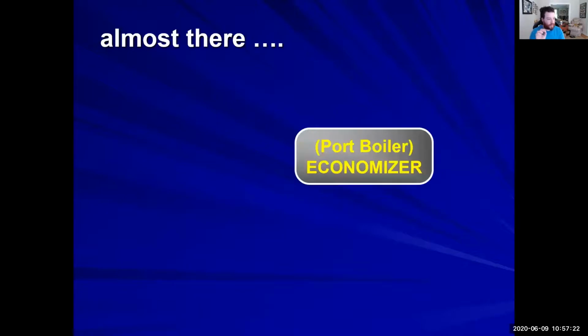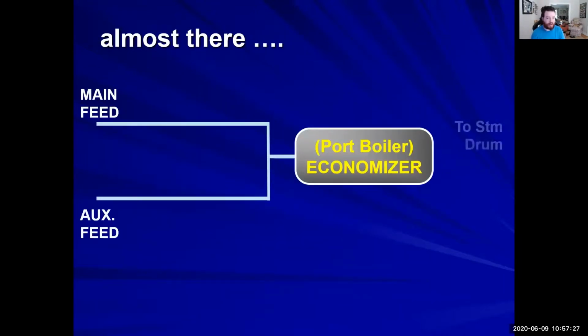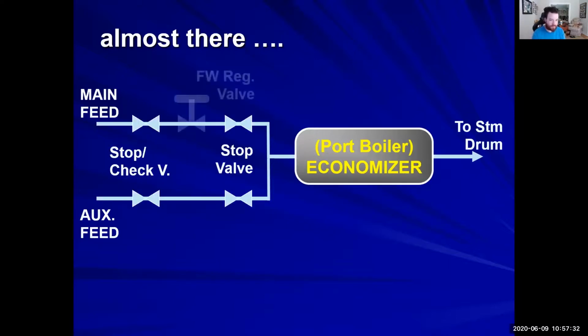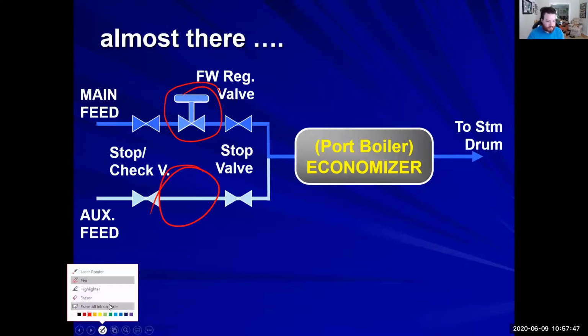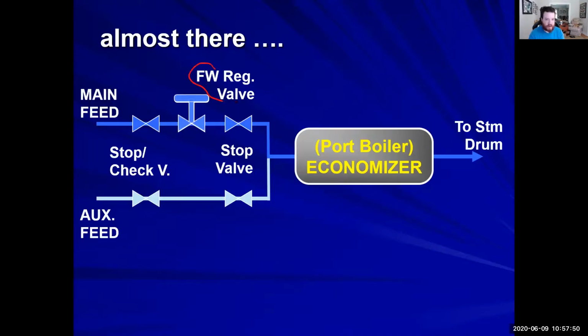All right, let's talk about the port boiler. We're almost there. We're going to go into our economizer. With these main feed and auxiliary feeds, the big difference is right there. We have our fresh water, our feed water regulating valve. All right. I'm not going to click it again and nothing's going to show up there. That feed water regulating valve is not on the auxiliary feed. So that way you can physically control it.